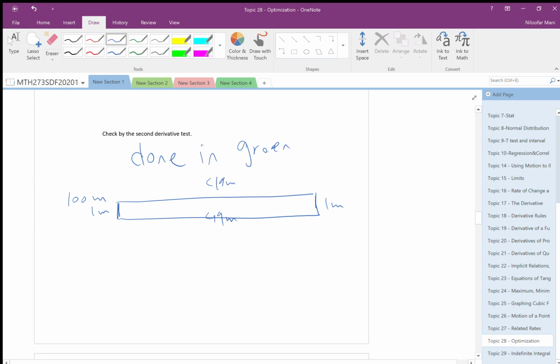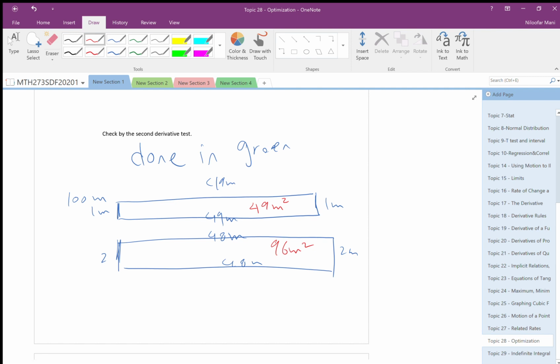Okay, but what is the area here? The area is 49 meter squared because I multiply them. Then you would say, no, I want 2 meter, I want 48 meter, I want 2 meter, I want 48 meter. What is the area? 2 times 48, which is 96 meter squared. Of course, it doesn't make any sense because this is not a nice piece of land, okay?